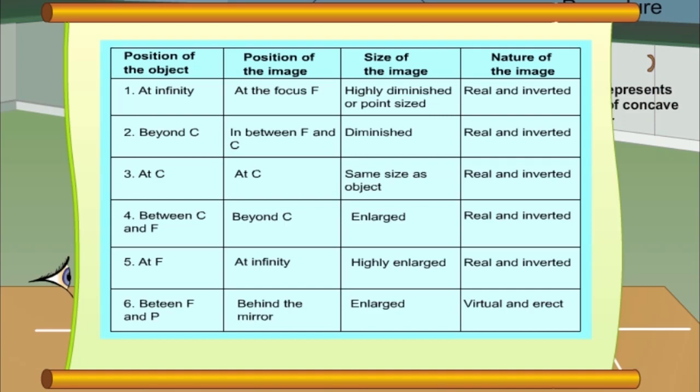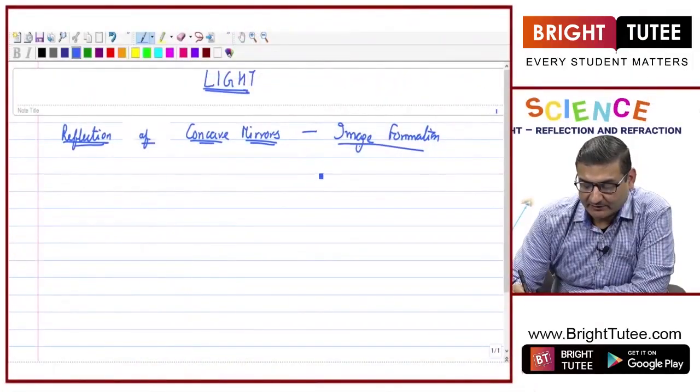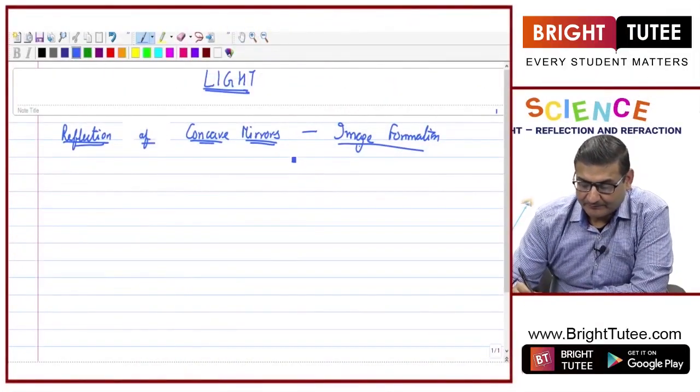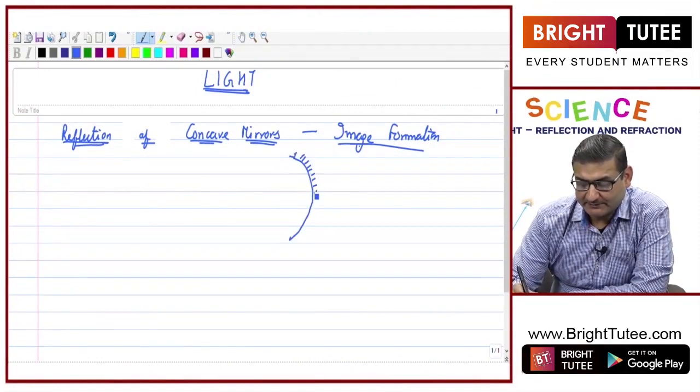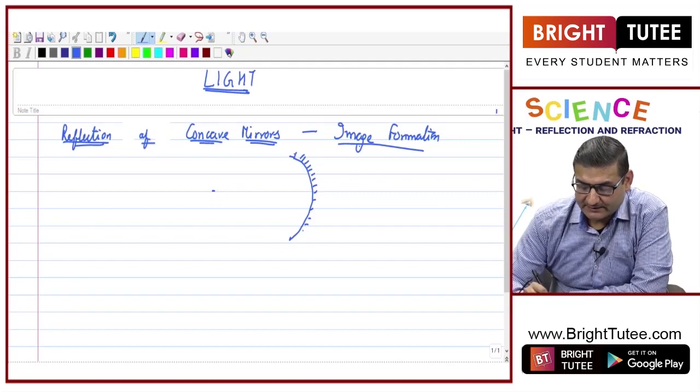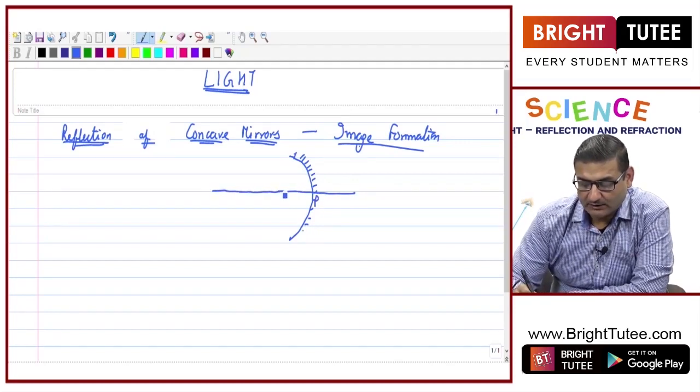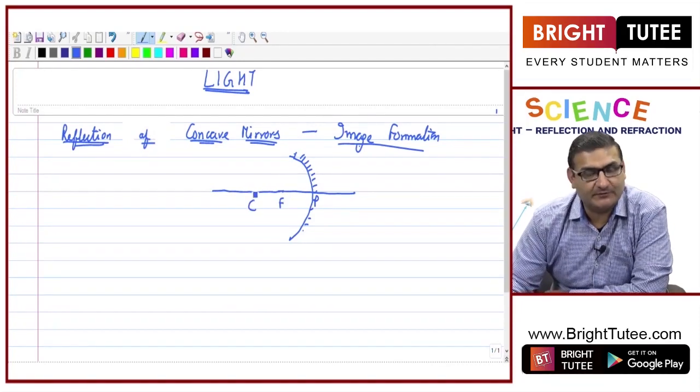We can also study the formation of images by a concave mirror by drawing ray diagrams. Now this is a concave mirror, right? It was painted from the outer bulging part, as we know. This is the principal axis, this is the pole, this is the focus and this is the center of curvature as we know it.